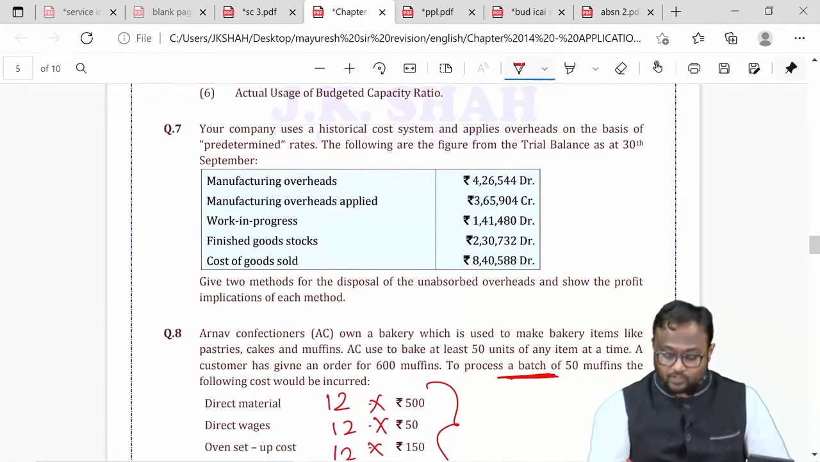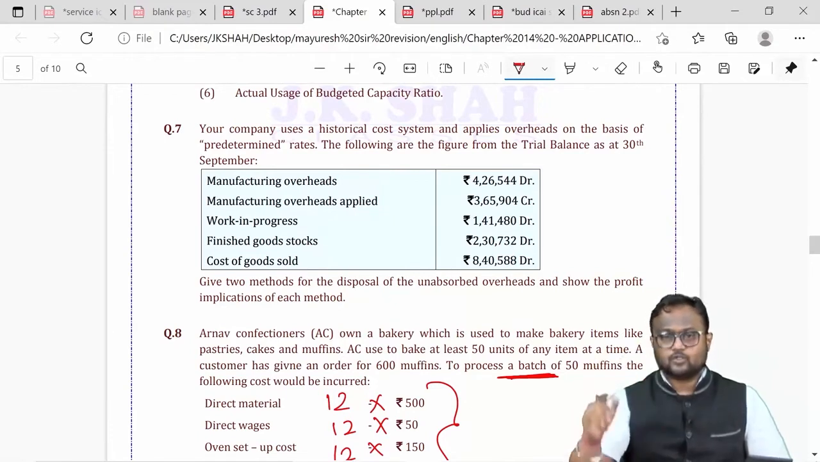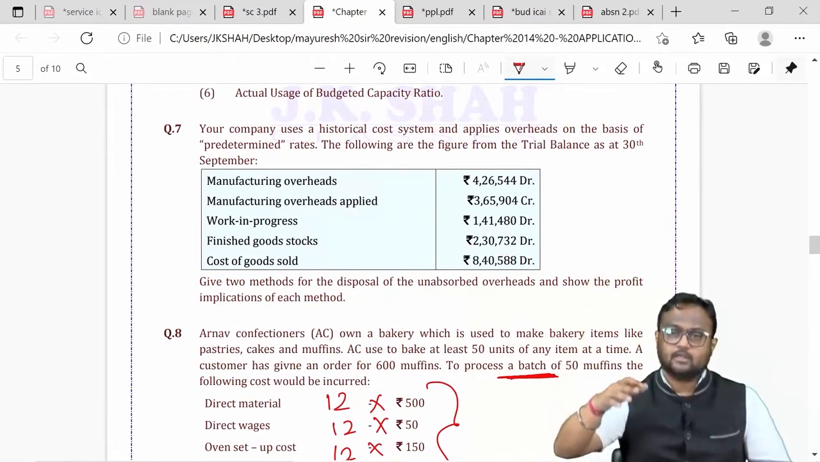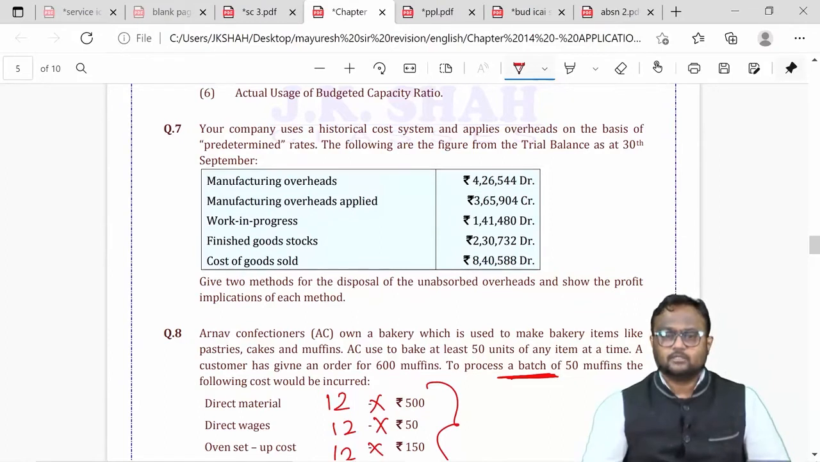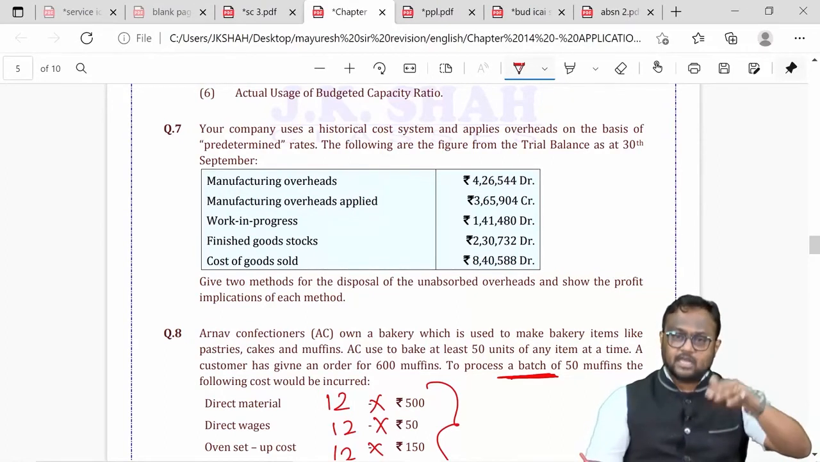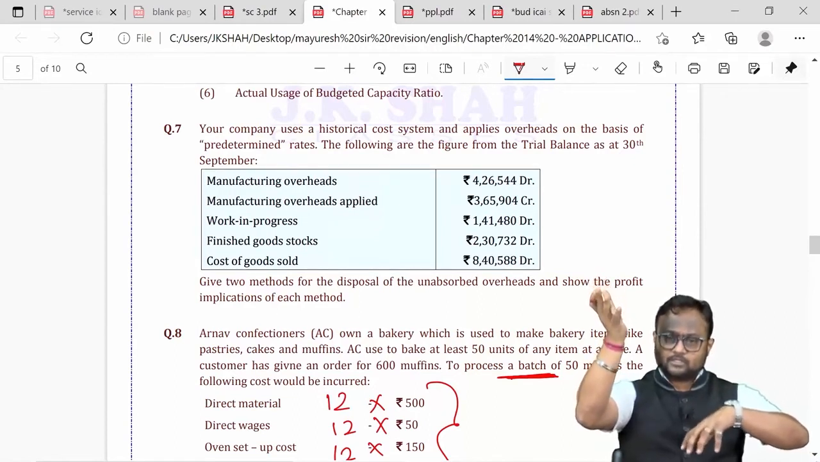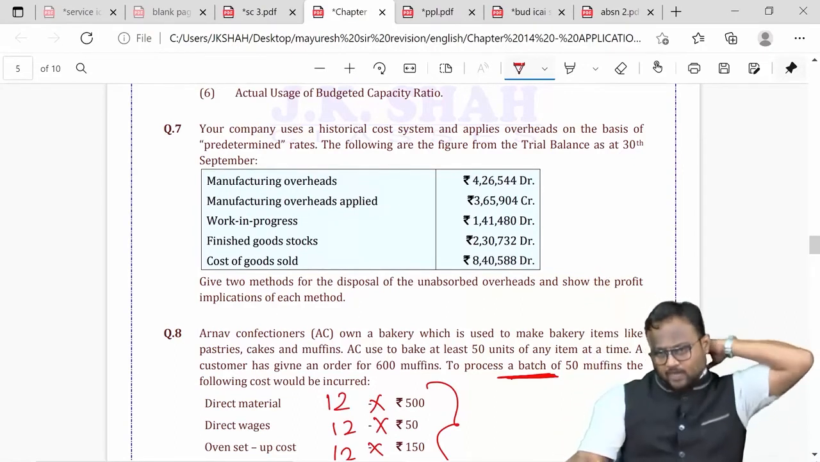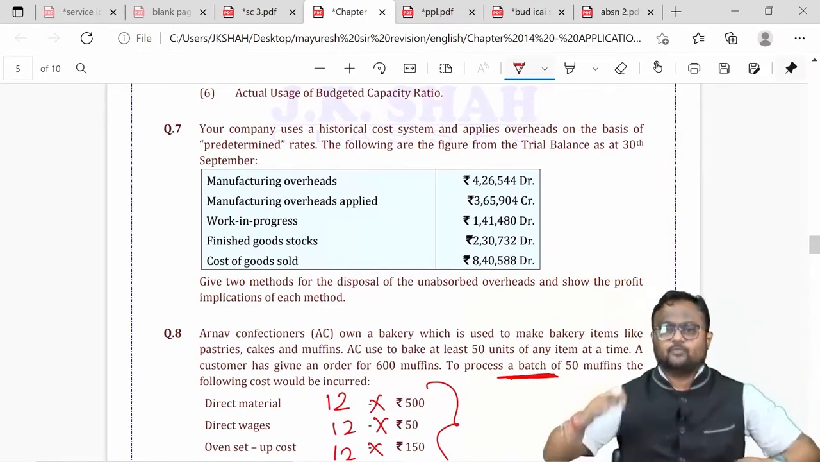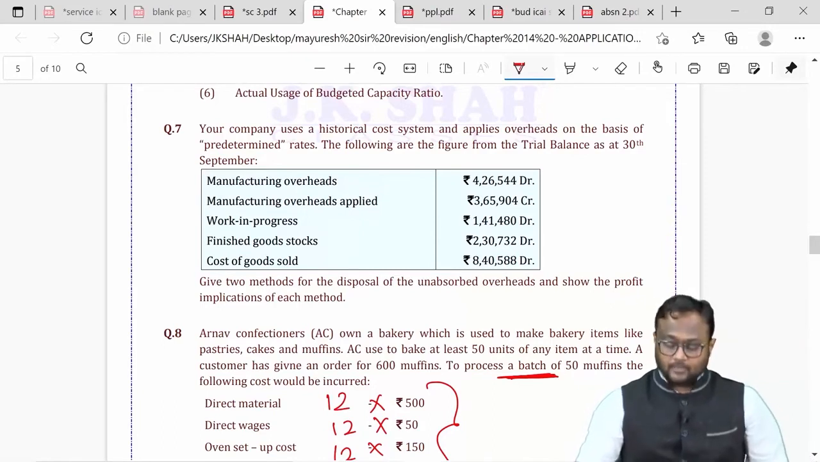They said apply both the methods. So one method is treat that entirely as abnormal and transfer it to costing P&L. Your entire profit will go down by 60,640. Simple. Because if it is under absorption, you have charged less. That means your profit is inflated. So if you transfer it to costing P&L, automatically that under absorption will be charged to costing P&L and profit will be brought down to the normal level.